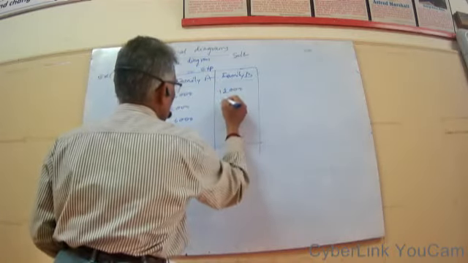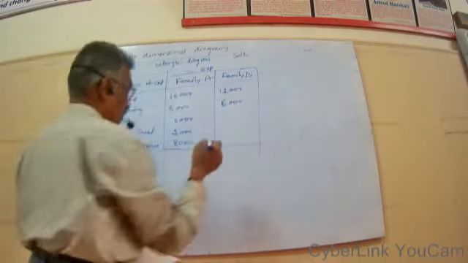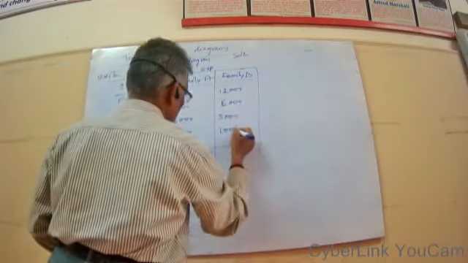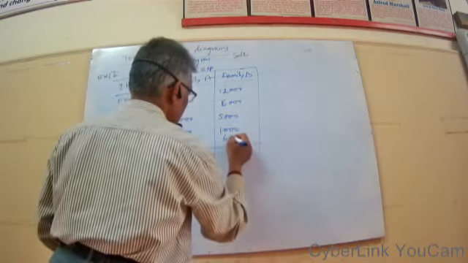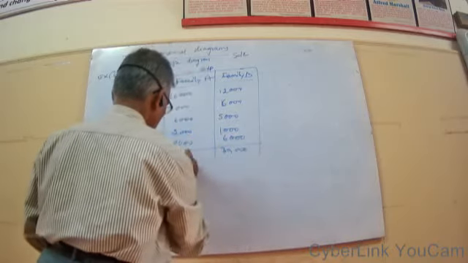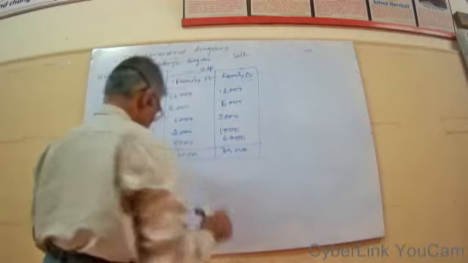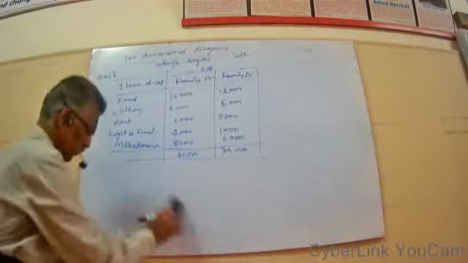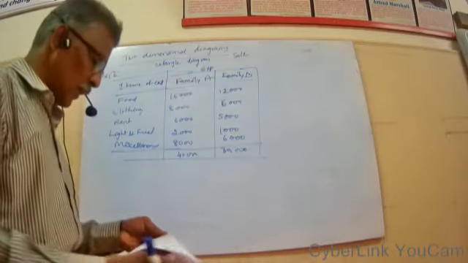5,000, 1,000, and 6,000. This is 30,000. This is 40,000. Check that. This is the question. So, what is the question here? Represent the above data by suitable percentage diagram.